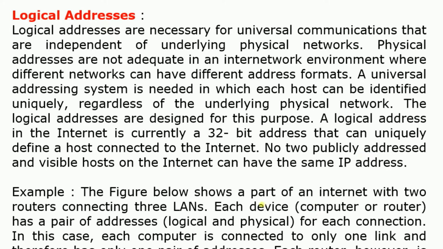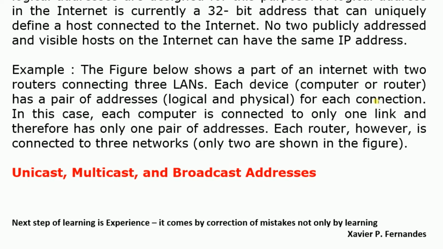And this 32-bit address, we'll call an IP address, and for each and every computer, the IP address may be different. The figure below shows a part of an internet with 2 routers connecting 3 LANs. Each device has a pair of addresses for each connection, that is logical and physical.